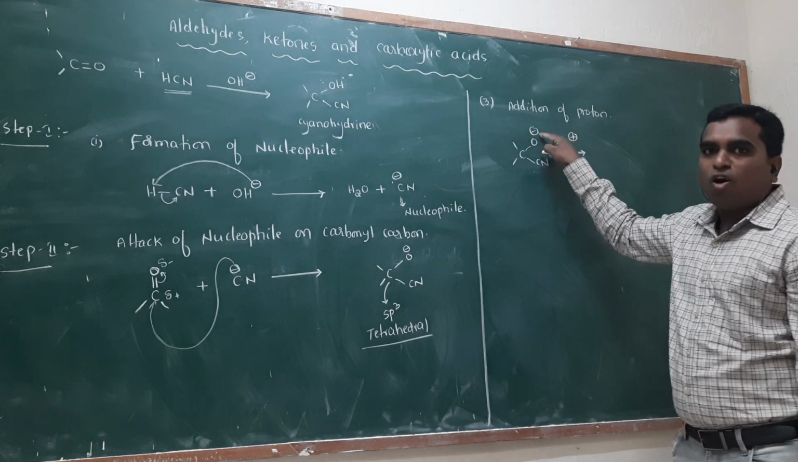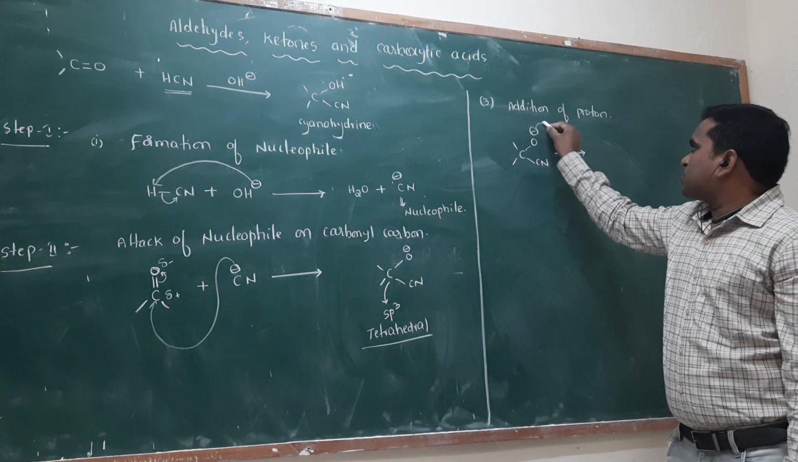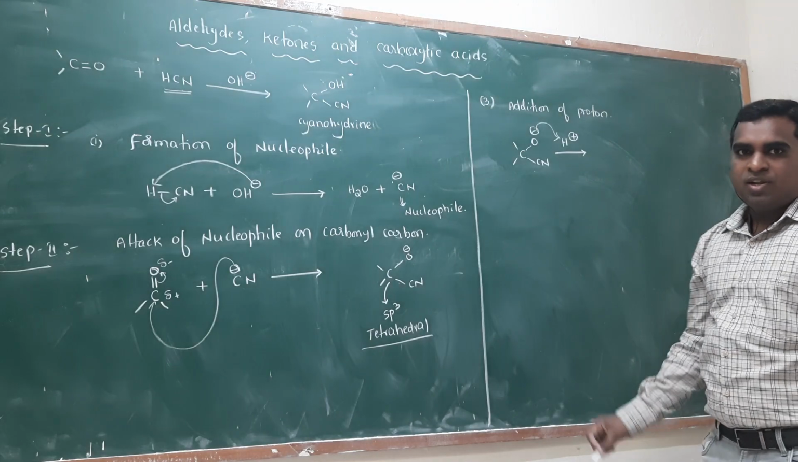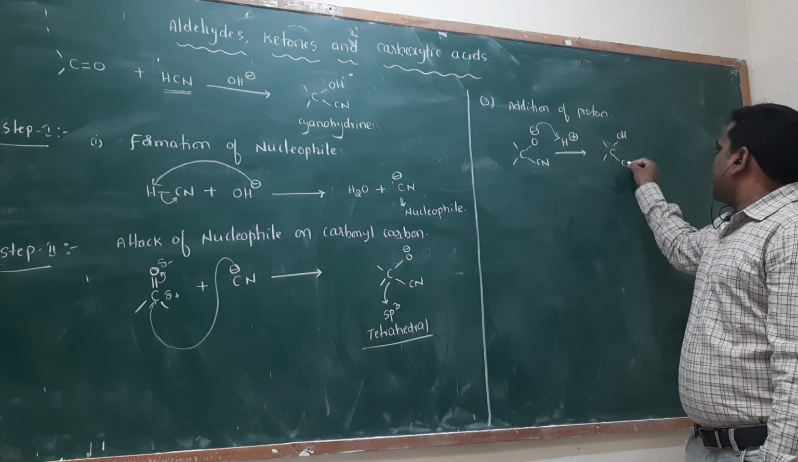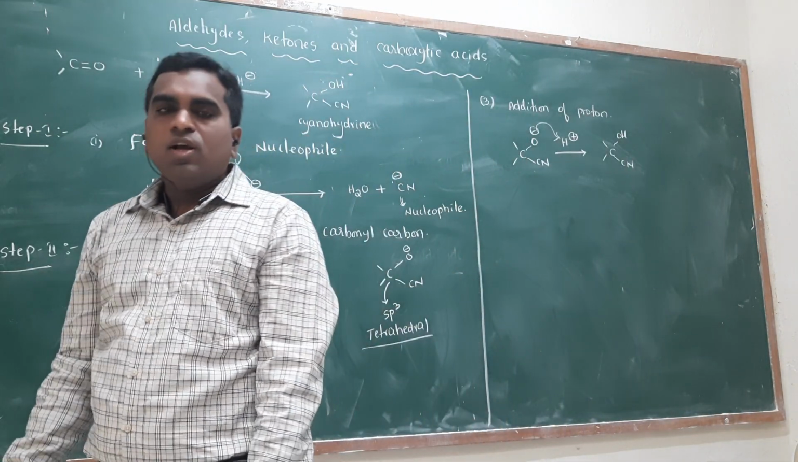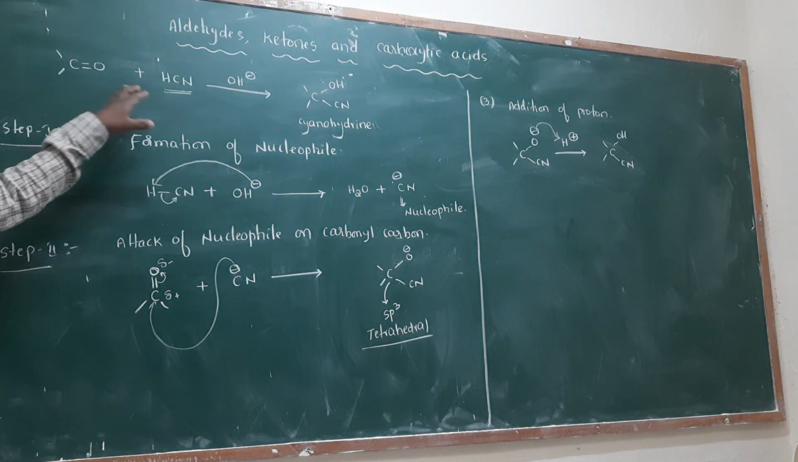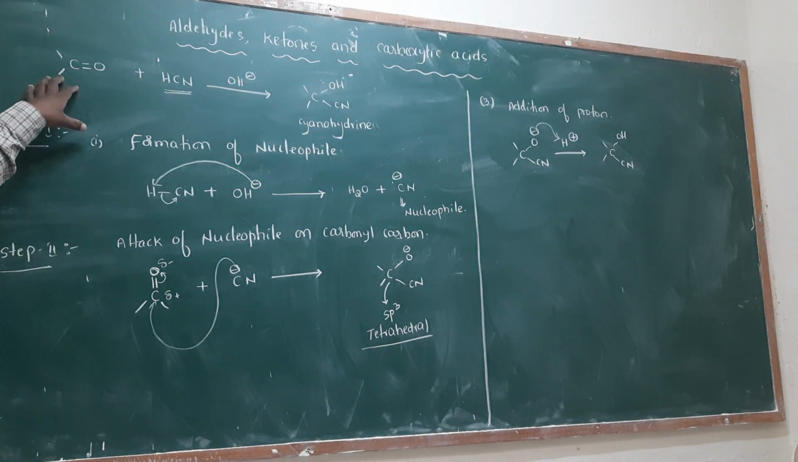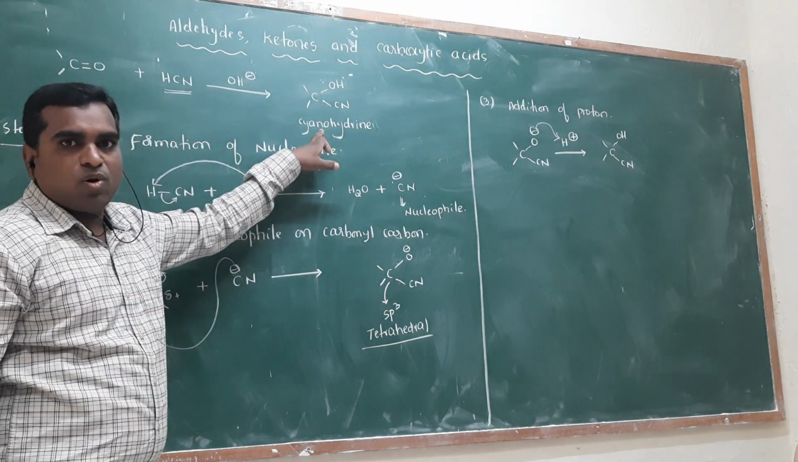You know that oxygen is having negative charge, hydrogen is having positive charge. Negative and positive, there will be a bond formation. Then what do you get? Here OH and here CN. That we will call cyanohydrin. So this is the mechanism of addition of HCN on the carbonyl compound in presence of base, and it gives cyanohydrin.